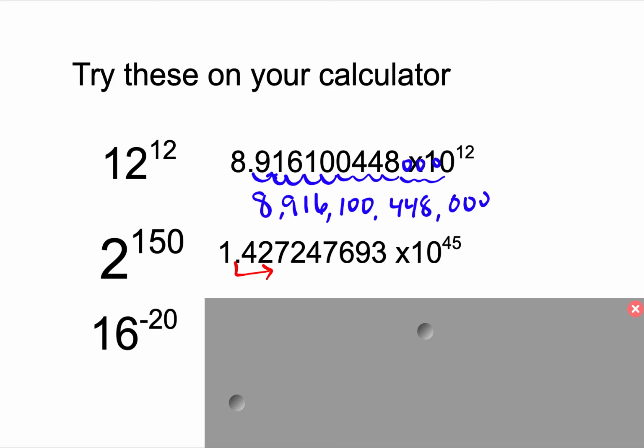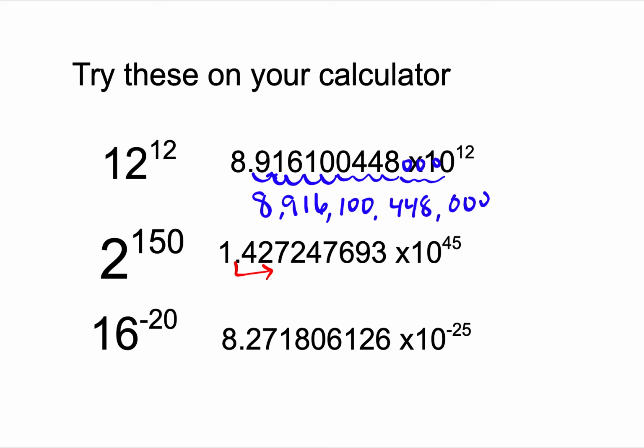And then 16 to the negative 20, that's like dividing by 16 20 times. It comes out as 8.271806126 times 10 to the negative 25. It's a very small number because we're actually dividing by 10 25 times. The decimal is going to move that way 25 times, so you're going to have a bunch of zeros, 24 of these, before you get the 827.